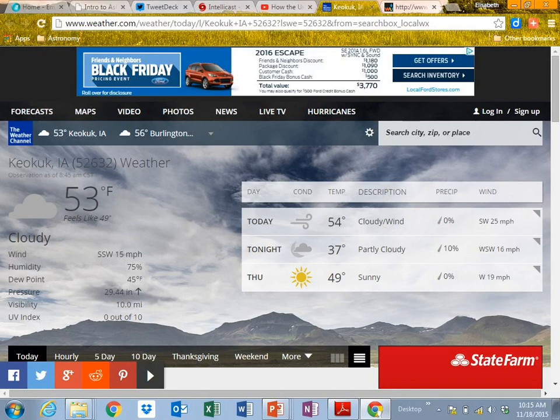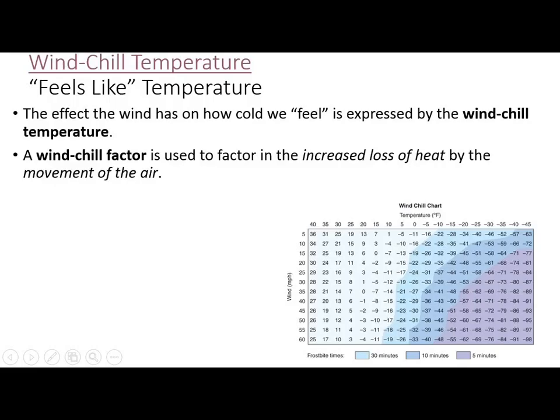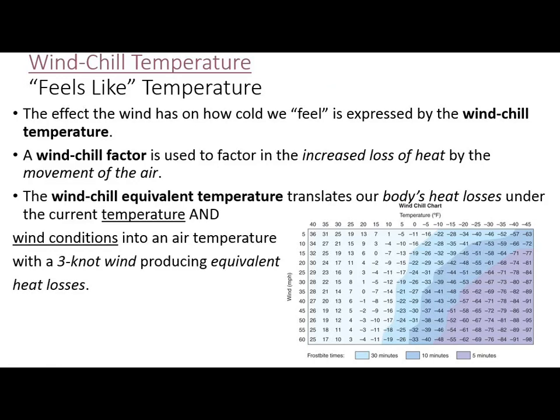Okay, so we said 33 degrees Fahrenheit and 15 miles per hour. Let's see how you would read that. At the top here we have 40, 35, 30, so somewhere between here would be 33 degrees Fahrenheit. Then we go down to 15 miles per hour. The feels like temperature would be somewhere between 25 and 19. That's what it feels like.